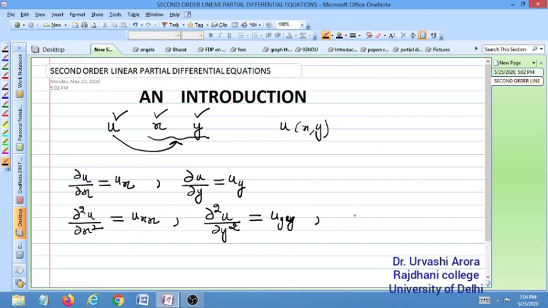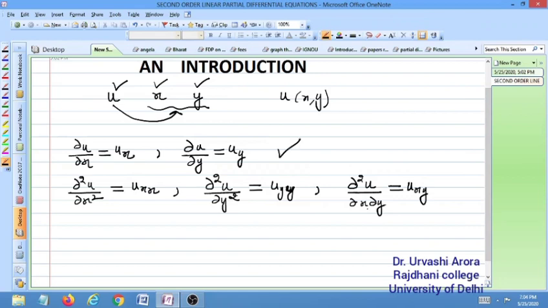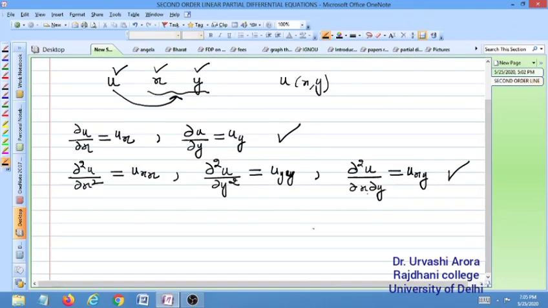And another second order partial derivative which can appear is del square u by del x del y, which is the mixed second order partial derivative of u with respect to x and y, where u is differentiated first with respect to y and then with respect to x, and again we are in the habit of denoting this by uxy. So these are the possible first order partial derivatives which can appear in the second order linear partial differential equation, and these are the possible second order partial derivatives.